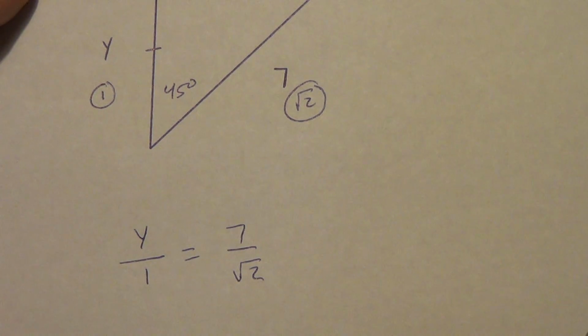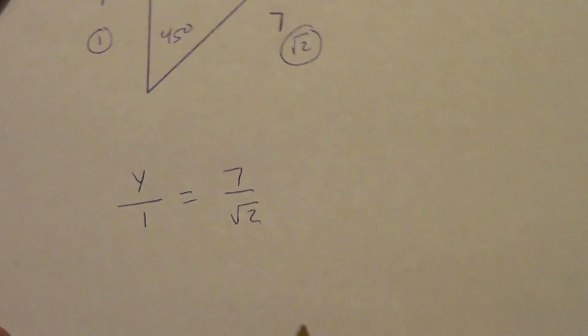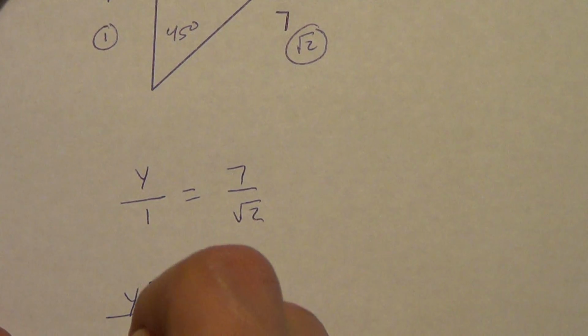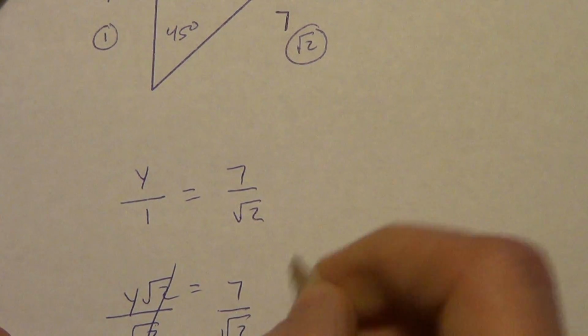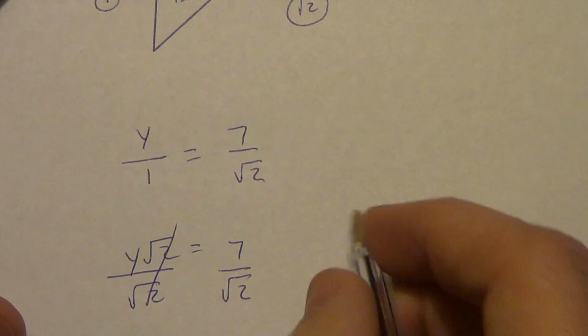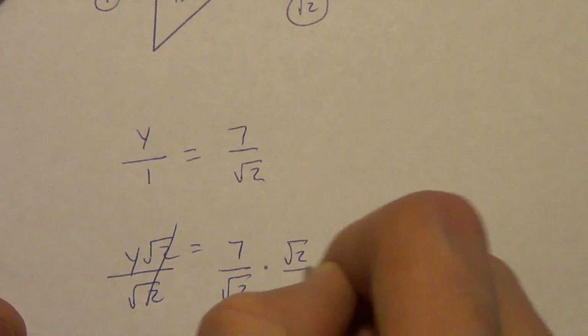For those of you who don't quite get that yet, I'm going to go ahead and do the cross multiplying just in case. So y times root 2 equals 7. Divide by the root 2. You'll notice it takes us right back to where we were, 7 over root 2. So either way, we're going to have 7 over root 2, but we can't leave the root in the denominator.